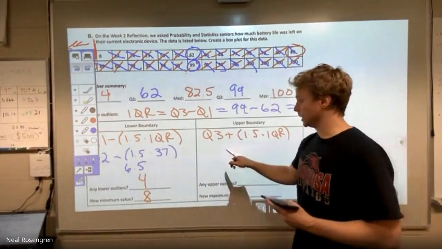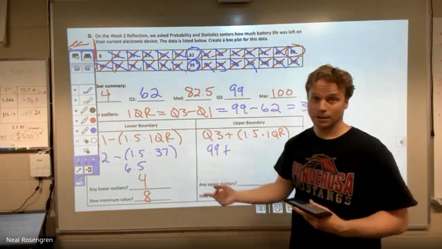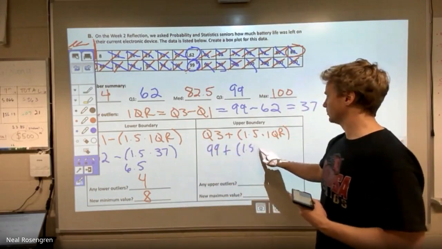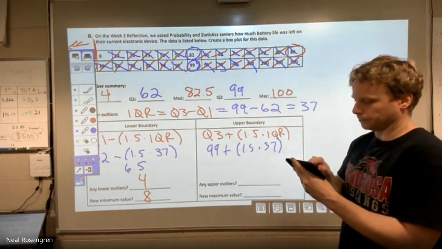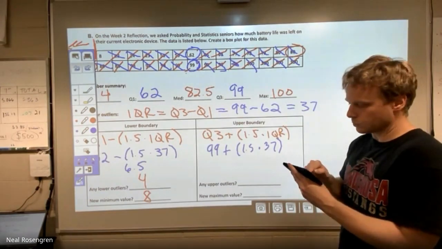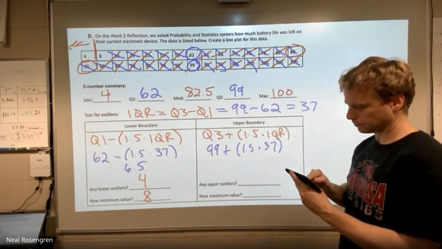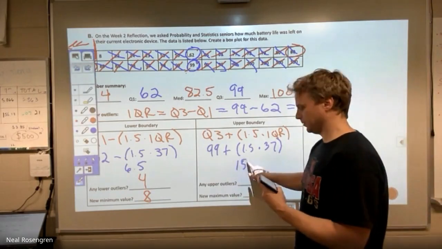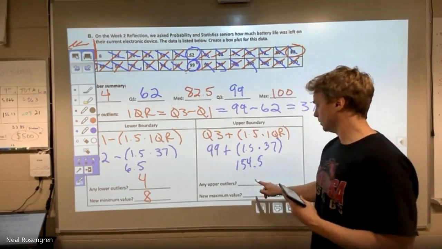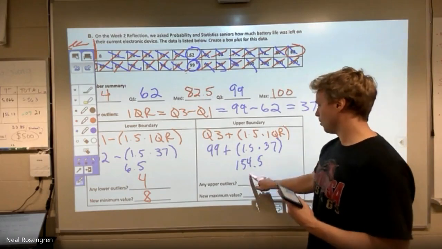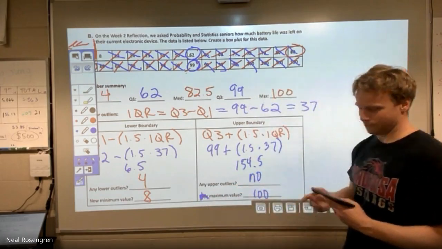Again, stop me if you need anything. I got a pretty good feeling we're not going to have any upper ones if we're going to do 99 plus a pretty big number, whatever that 1.5 times 37 is. Which makes sense because all of our numbers are kind of lumped together towards the top. And that's what we're talking about. We're talking about outliers. We want stuff that's kind of far away from most of everything else. Yeah, 154.5. If you've got phone battery that's 154%, you let me know because I'm looking for a new phone. All right, no upper outliers. So no new maximum. 100 is going to cut it for us.